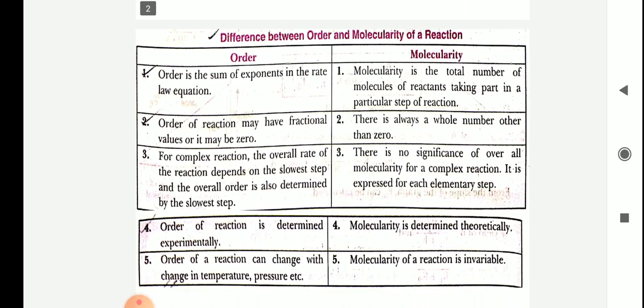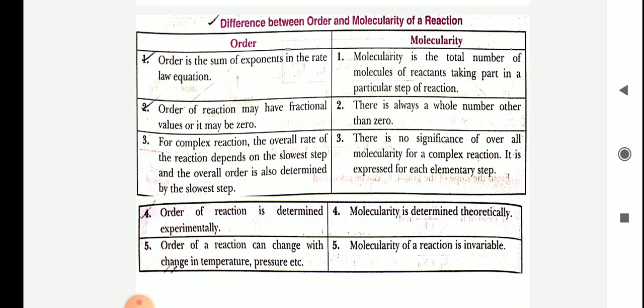Next we'll discuss the difference between order and molecularity of the reaction. The first is, order is the sum of exponents in the rate law equation, whereas molecularity is the total number of molecules of reactants taking part in a particular step of the reaction, as I explained in the definition. Next, number 2, order of reaction may have fractional values or it may be 0, whereas molecularity is always a whole number other than 0. It cannot be a fraction or 0. It is a whole number.